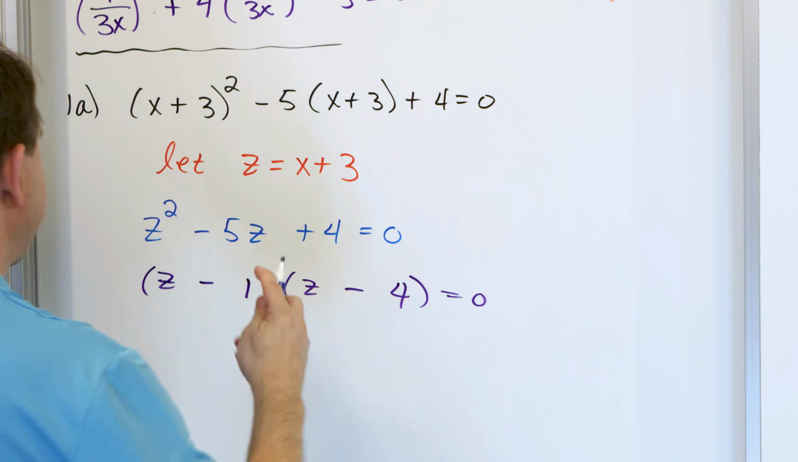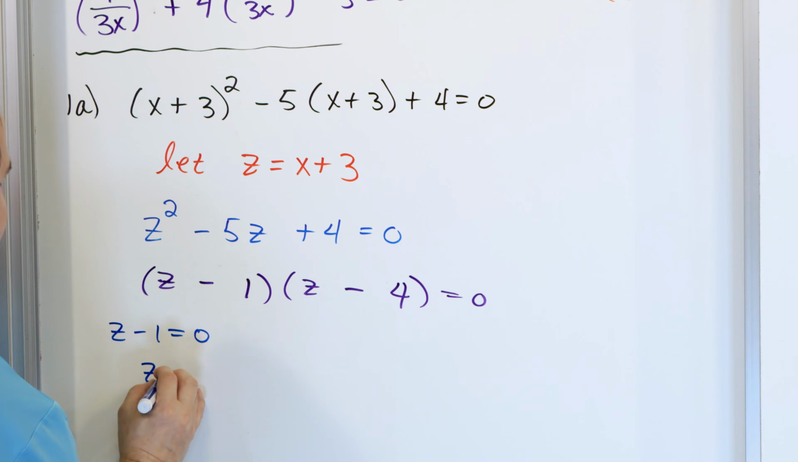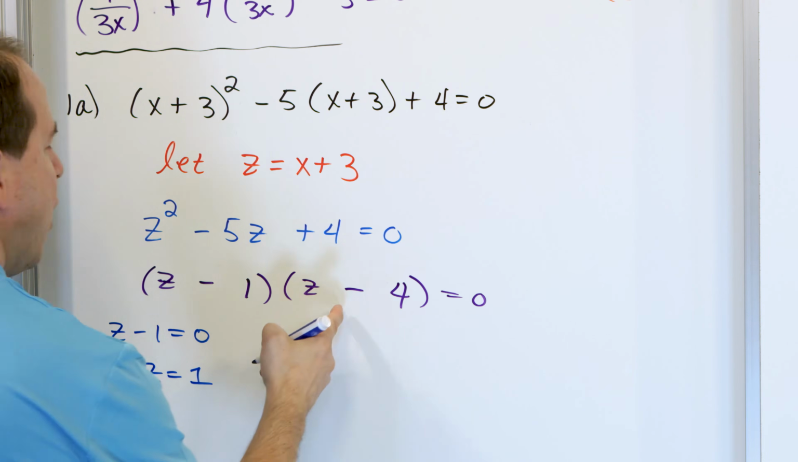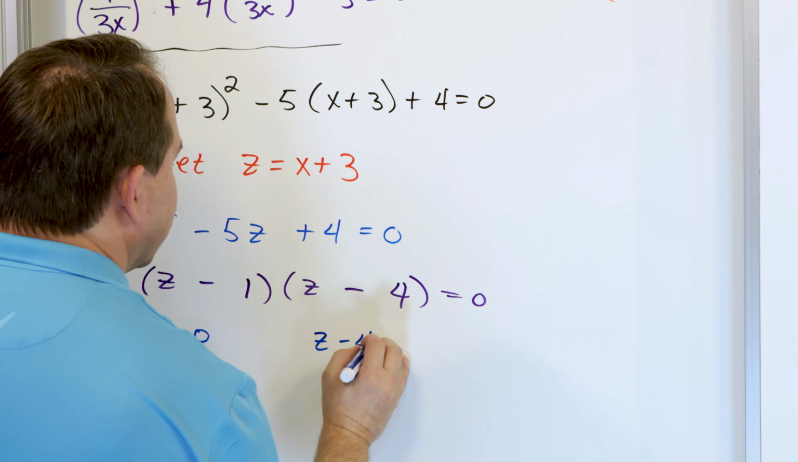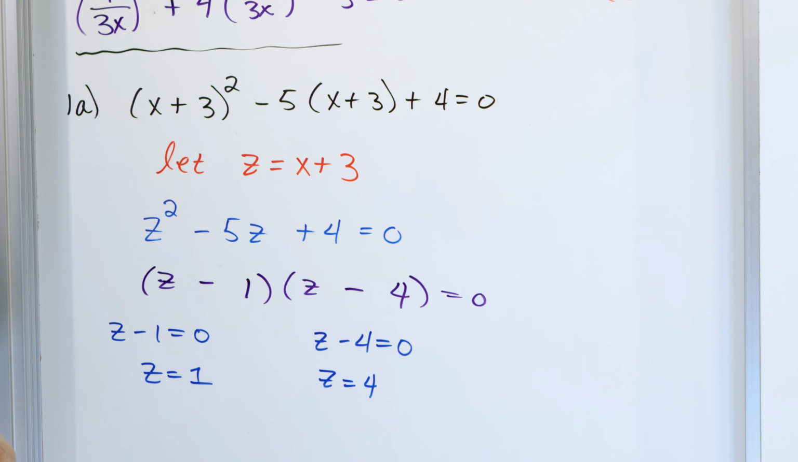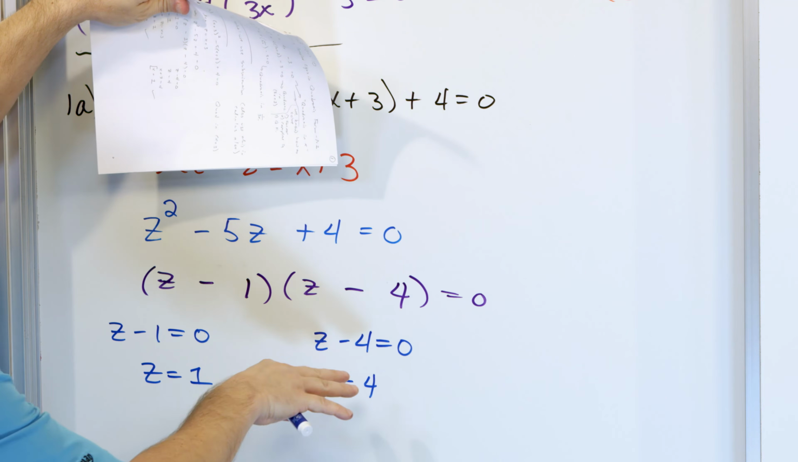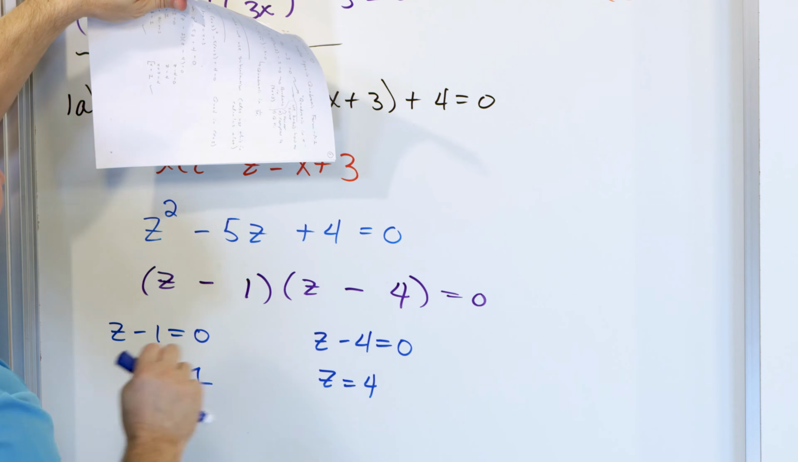And so now I can solve for z. Z minus 1 is equal to 0, so that means z is equal to the number 1. Over here I have z minus 4 is equal to 0, and z is equal to 4. So far we've done exactly what we would do if I just gave you this equation and told you to solve it. You factor it, set each thing equal to 0, and get the answers back.